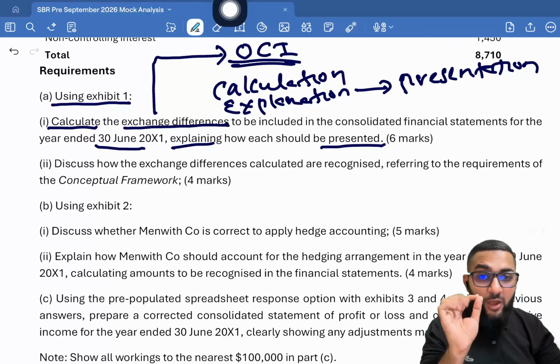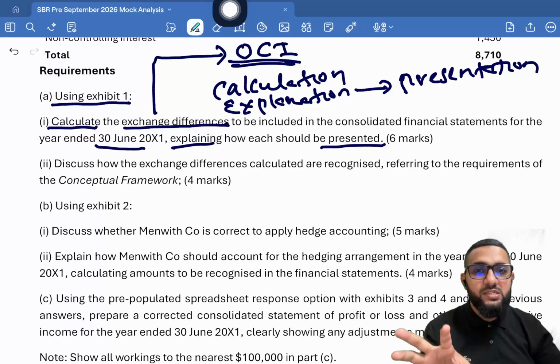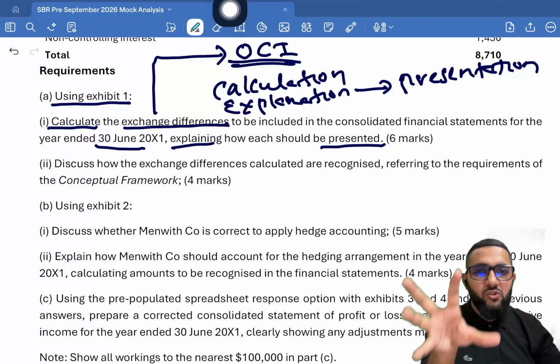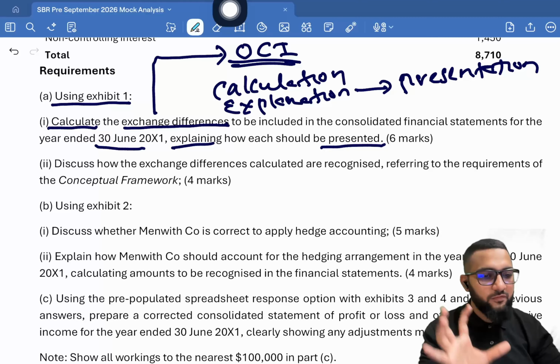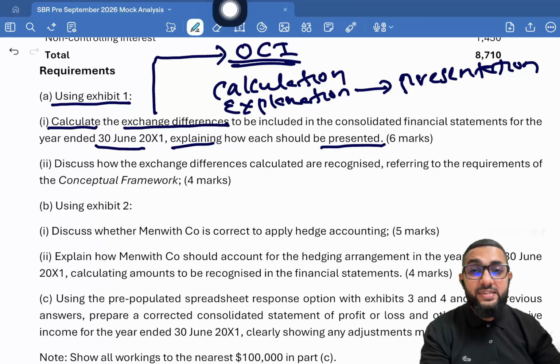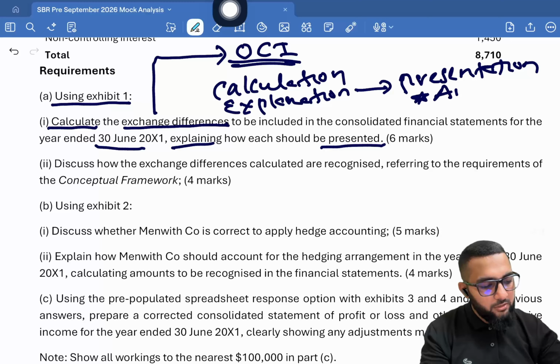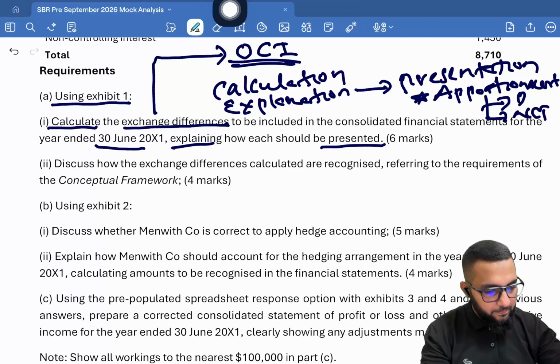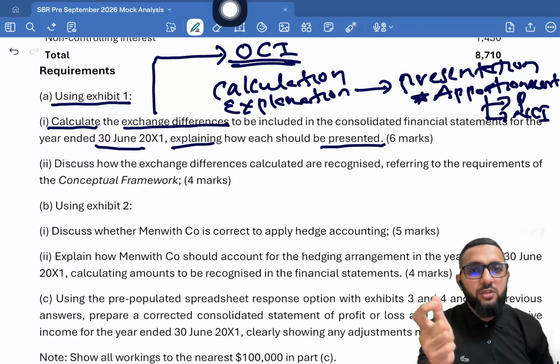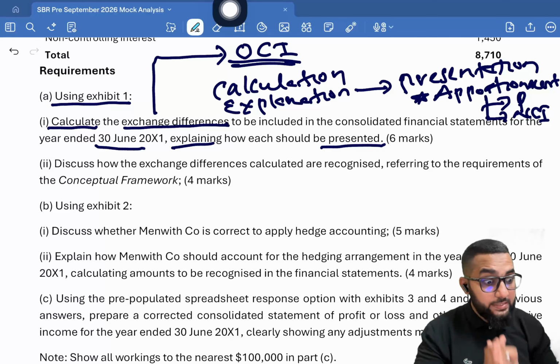So for presentation, you have to speak specifically from a P&L and OCI perspective, because that's the draft that's given. So you have to focus your answers on whatever financial statements they are providing you. In this case, you also should remember there is going to be apportionment between parent and NCI. The profit or loss and OCI apportionment between parent and NCI also will be there, since it's SOPL and OCI.